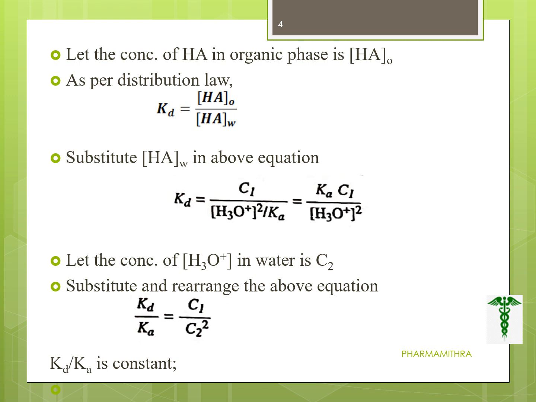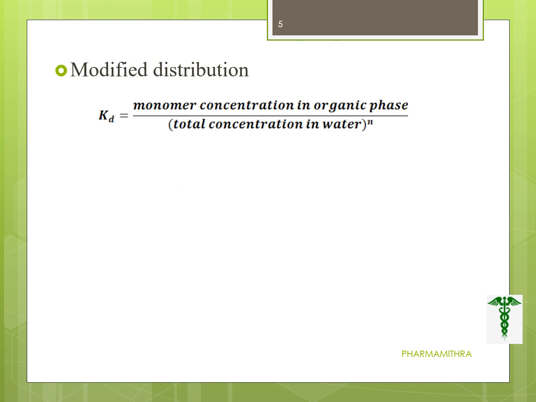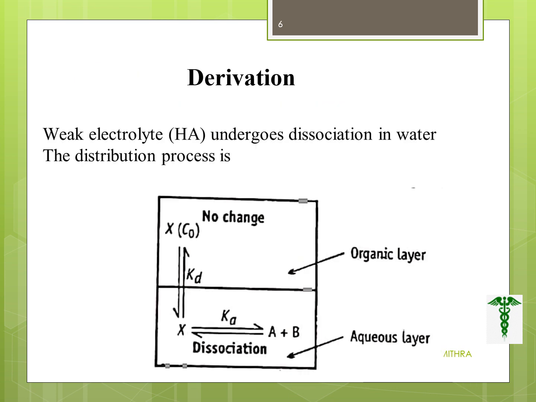If we substitute and rearrange the equation, we get a constant, the distribution law, equal to the concentration in the organic phase to that in the aqueous phase. That is, how much is in the organic phase compared to the aqueous phase. So we get the concentration Kd by Ka, which is a constant, and we get C1 by C2 squared. As per the modified distribution law, we can rewrite it as: the distribution coefficient is equal to monomer concentration in organic phase divided by total concentration in water raised to n.